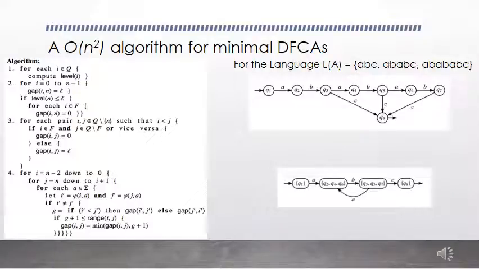Later in 2001, Câmpeanu's algorithm was improved by Păun. This algorithm uses a function that computes the gap, which is one way to compute the minimal DFCA. The big O notation is n squared, and to the right is an example where the DFA has 8 states and the DFCA of the same language has 4 states.